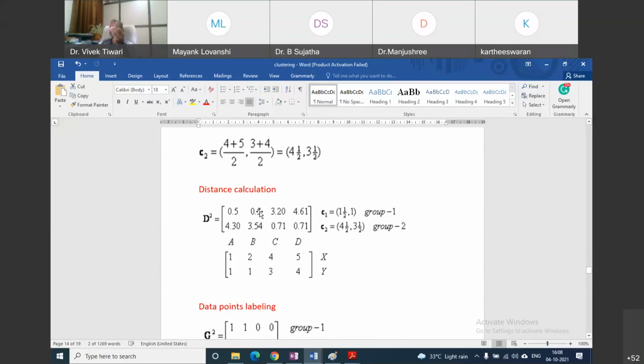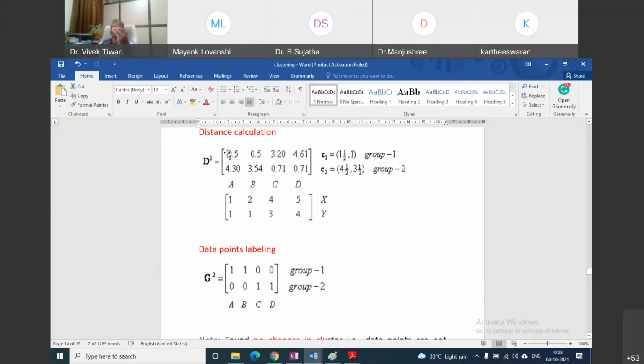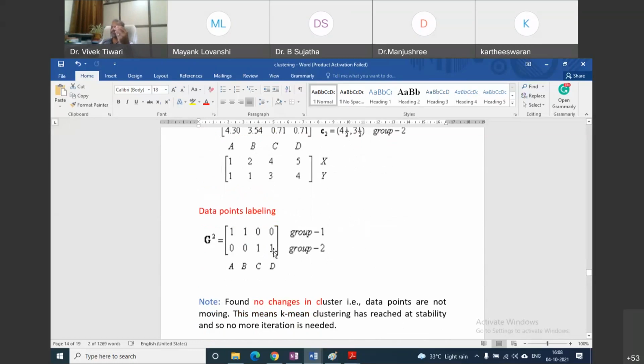We have to calculate the distance of all the data points with respect to all the centroids we have. We have done that distance, and the Euclidean distances are written here, and based on the closeness you can reassign the membership. So see here, this is smaller, that's why these two data points will be part of C1. The remaining two data points are closer to C2, so they are part of C2.